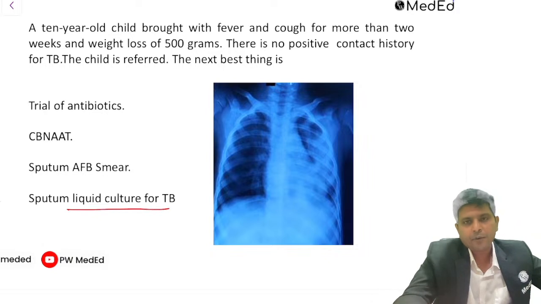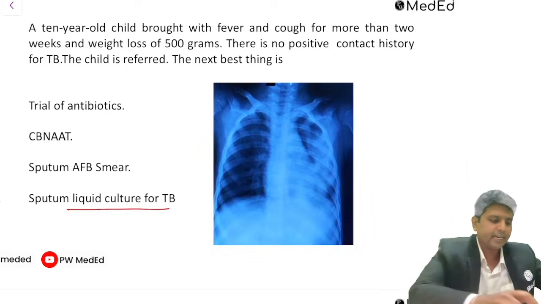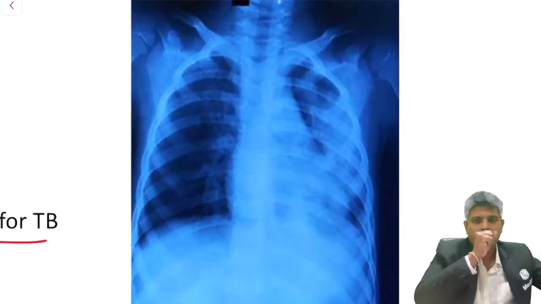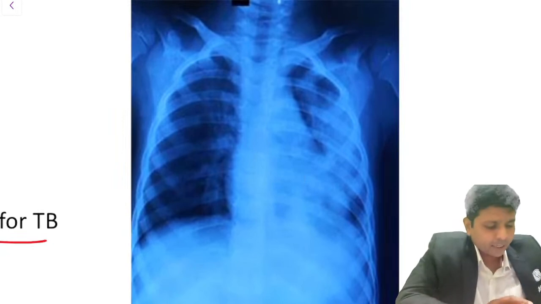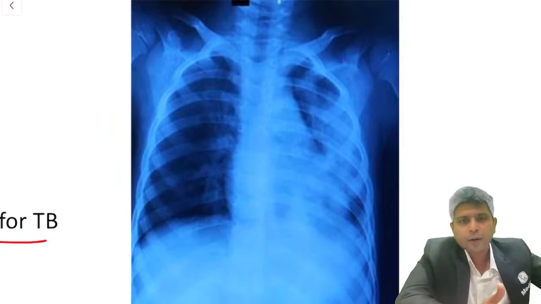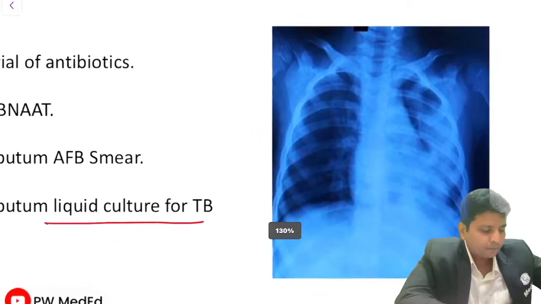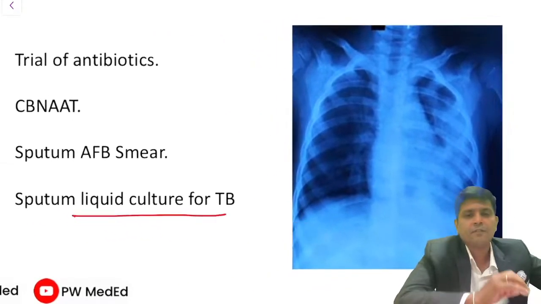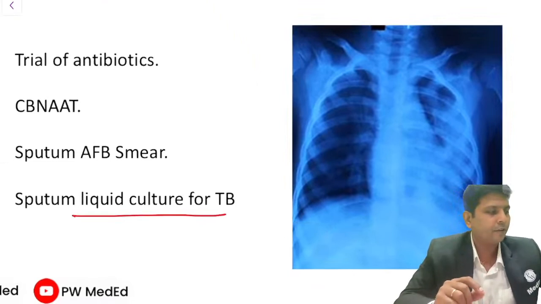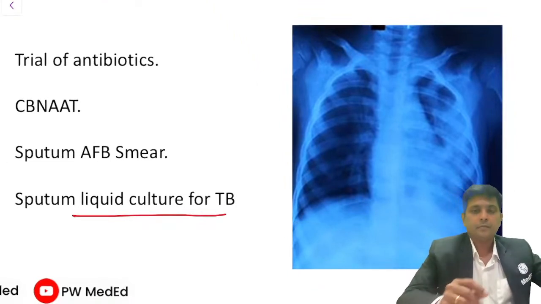Let me wait for your answer. This is a case of suspected presumptive pulmonary TB with an X-ray shown here, and how you are going to proceed. Let me wait for about 30 seconds, waiting for your answer.